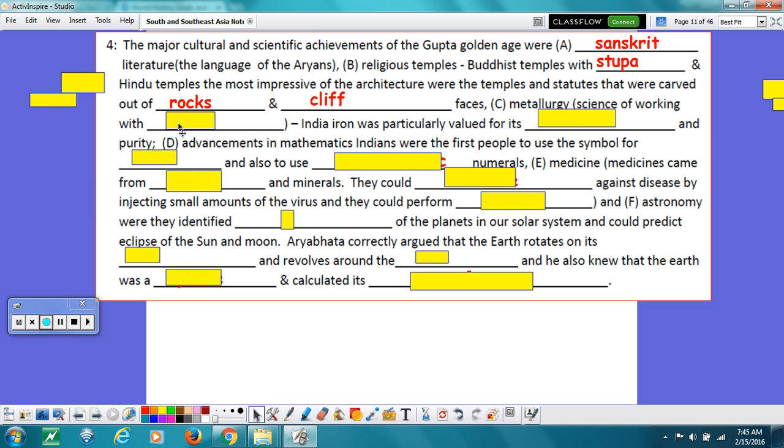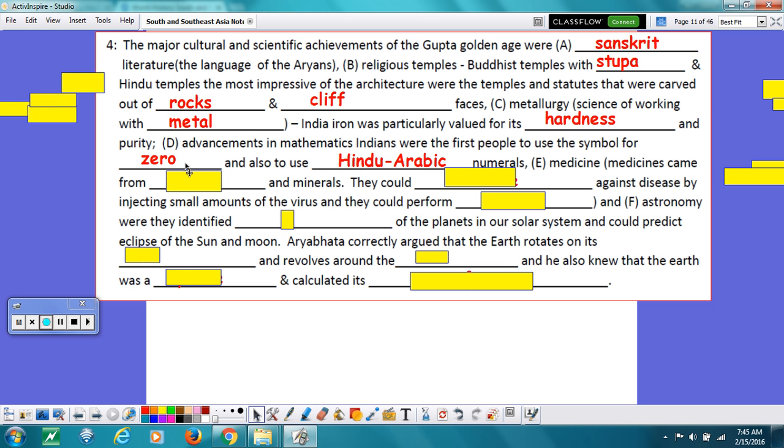Metallurgy, the science of working with metal. Indian iron was particularly valued for its hardness and purity. Advancements in mathematics. Indians were the first people to use the symbol for zero and also to use the Hindu-Arabic numerals, which we still use today.